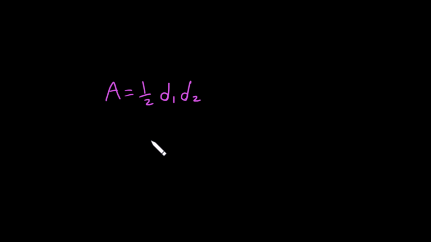Sometimes the full diagonals are not given directly, so we can use the properties of a rhombus and the Pythagorean theorem to find the missing half diagonal or the side length. We will go through two examples.